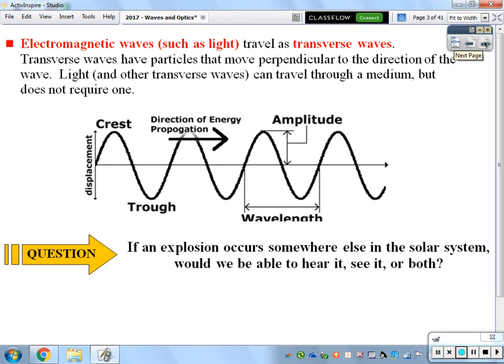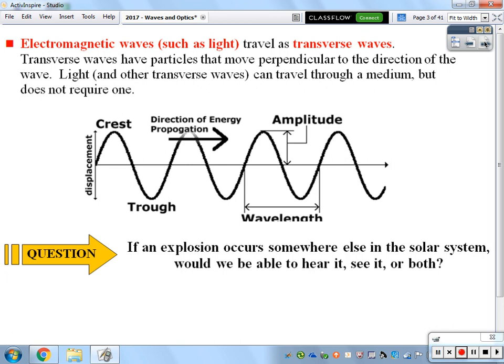Now, electromagnetic waves, of which visible light is just one part of the electromagnetic spectrum, can travel as a transverse wave. At first, the definition of a transverse wave might not seem to make a whole lot of sense, but it is true. Transverse waves have particles that move perpendicular to the direction the wave is traveling.